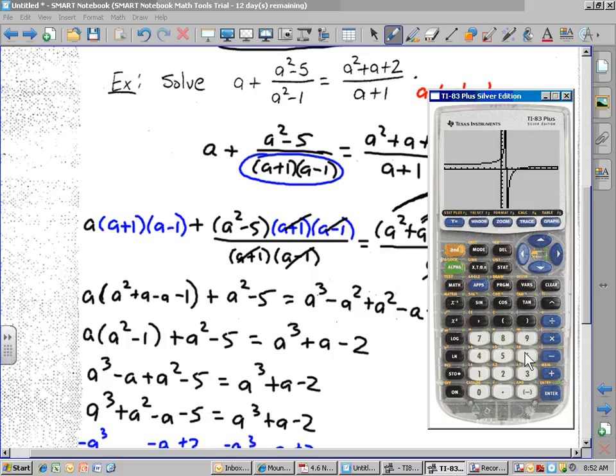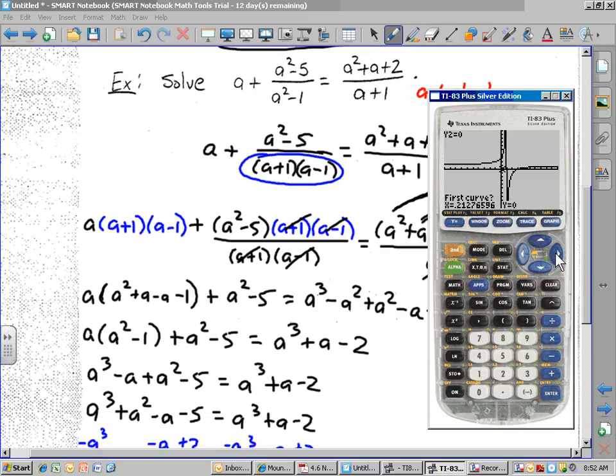Okay, now the solutions to this equation are the x-intercepts. That's what we're looking for. When you have something equal to 0, we want to know where it crosses the x-axis. So, as you can see with my cursor here on the right, the only x-intercept that I see is at about 3. Now we can calculate that by using the intersection key, second trace, number 5, intersection.